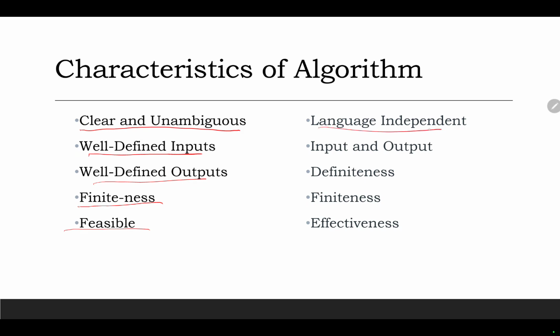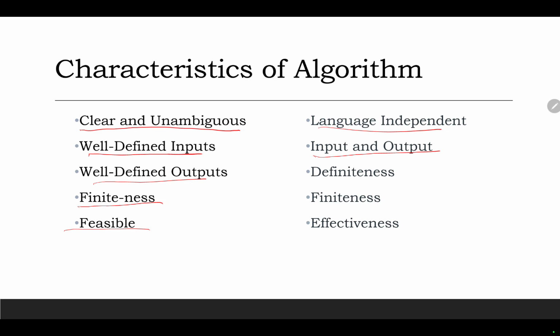The next one is language independence. The algorithm design must be language independent. That is, it must be plain instructions that can be implemented in any language, and yet the output will be the same as expected. So we can use any type of language for the instructions, and the output will still be the same as expected.